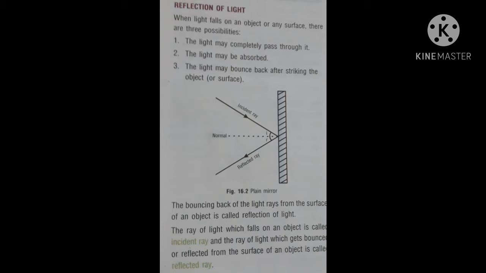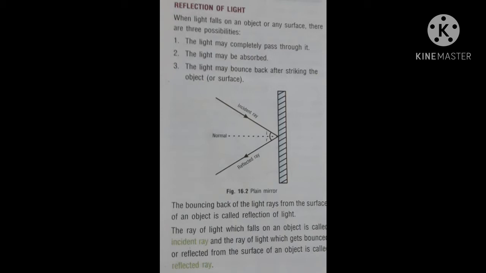or surface. Children, you are seeing here diagram 16.2, plane mirror. Incident ray strikes on the plane mirror and comes back in the same medium in the form of reflected ray. The bouncing back of the light rays from the surface of an object, so this is called reflection of light. Children, again I am saying, reflection of light means bouncing back of light rays from the surface of an object.